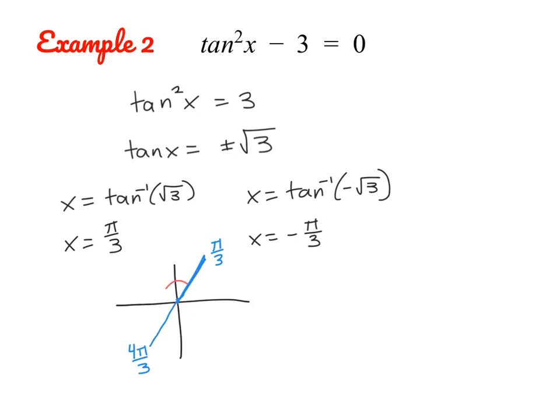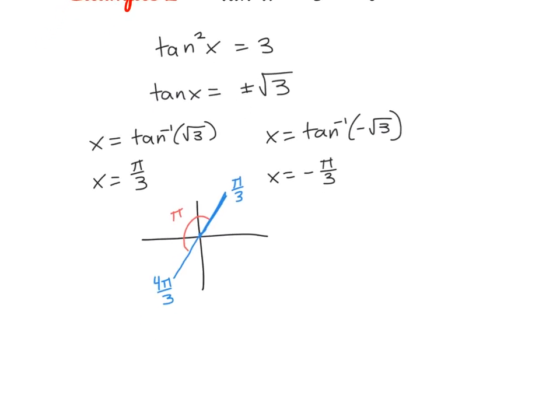You'll notice that from pi over 3 to 4 pi over 3, it's exactly pi units apart. So one way I can describe this repeating answer is pi over 3 plus pi n. That's going to repeat every pi units. So that's part of my answer.